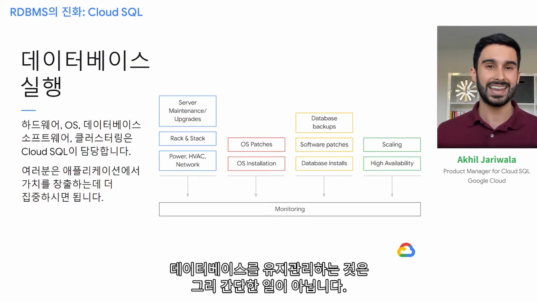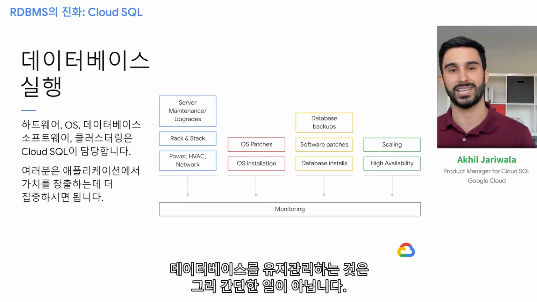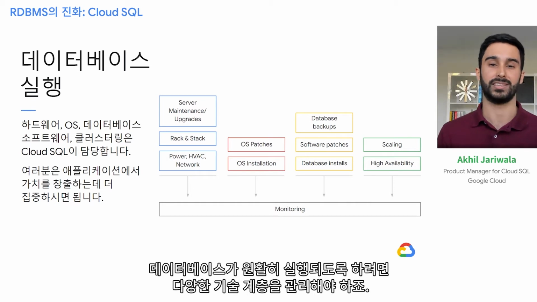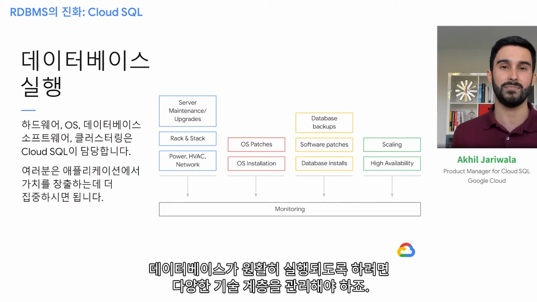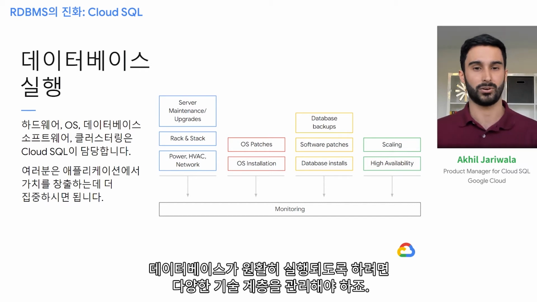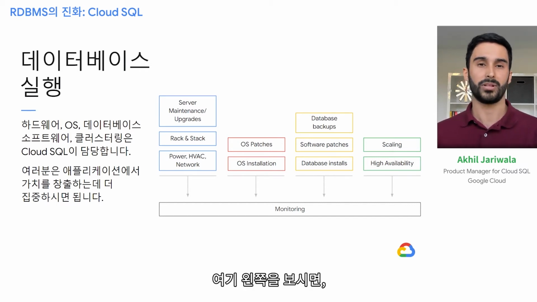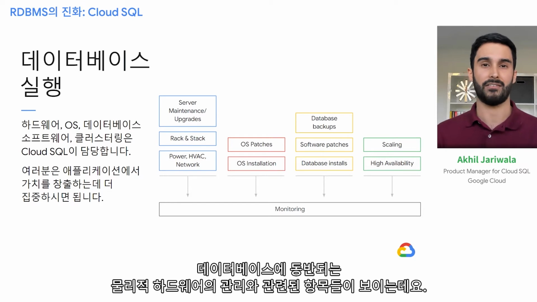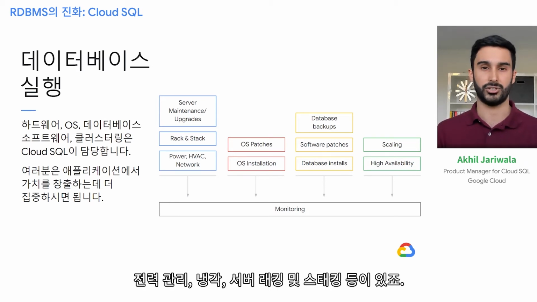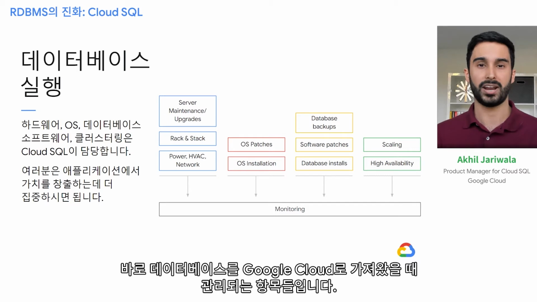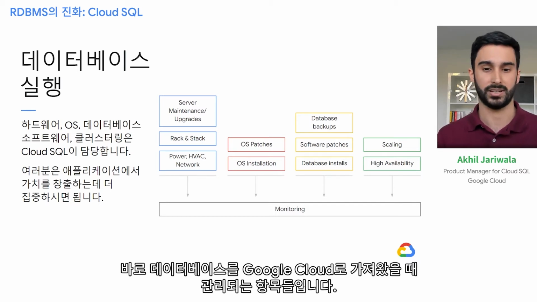Now, maintaining a database is no simple task. There are a lot of layers of technology that have to be managed to keep the database running smoothly. On the left side here, you'll see that we have items related to managing the physical hardware that comes along with databases. That's things like managing power, cooling, racking and stacking servers. All of these items get taken care of for you when you bring your databases to Google Cloud.